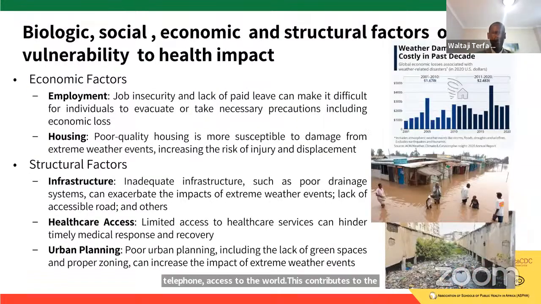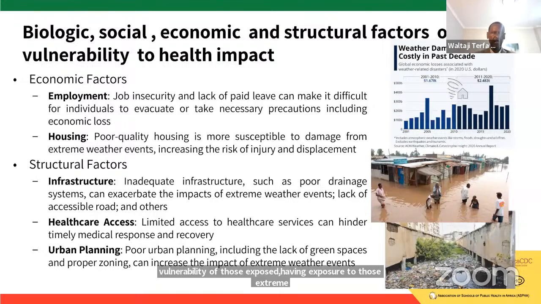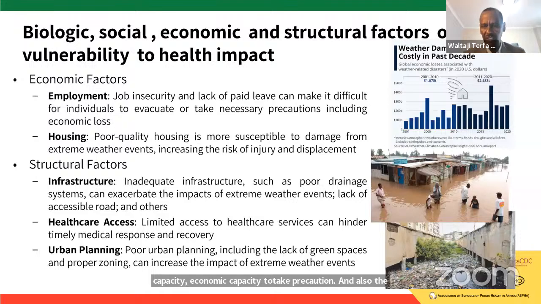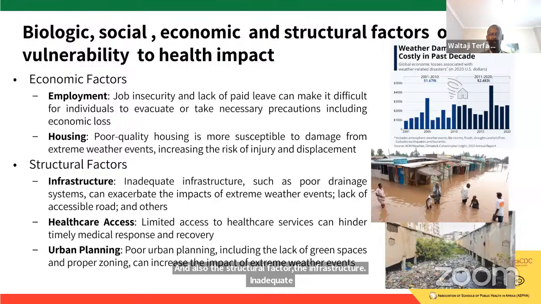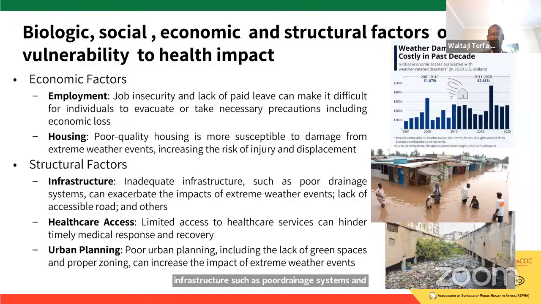The economic factors include job insecurity, lack of employment, lack of economic capacity to take precautions, and poor housing. Those living in a slum area prone to floods, for example, are the most affected. And also the structural factors: inadequate infrastructure, such as a poor drainage system, lack of access roads, and lack of resilient infrastructure contribute to the vulnerability of those exposed to extreme hazards.